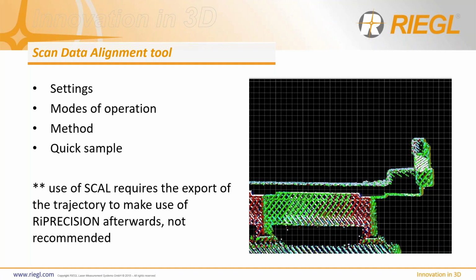And let me note right up front here, if you use the SCAL tool and then want to run RIE Precision, you have to export the trajectory before you can do that and re-import it. So it's really not set up to run SCAL and then RIE Precision. That's why I ran RIE Precision first, and now I'm using SCAL to touch up areas that I want to improve. All right, so let me pause my screen while I get everything set up for the SCAL portion of this. Just a moment, folks.